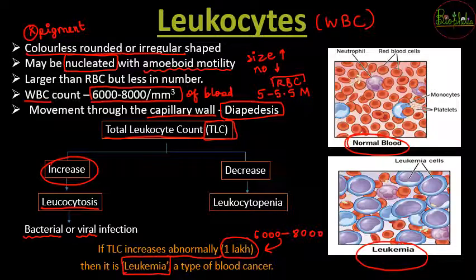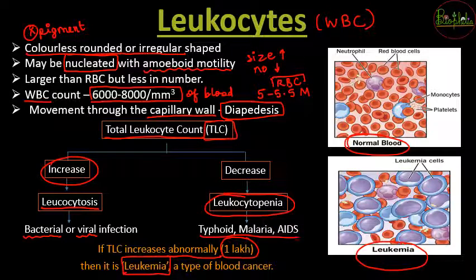अगर ल्यूकोसाइट काउंट कम हो जाता है तो क्या होगा? There is a condition called as leukocytopenia. और leukocytopenia कब होता है? When there are diseases like typhoid, malaria और AIDS. तो वैसी कंडीशन में your WBC count is going to decrease. So you might have heard about typhoid and malaria. तो उसमें the leukocyte count is going to decrease.